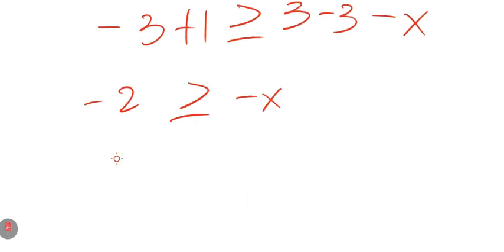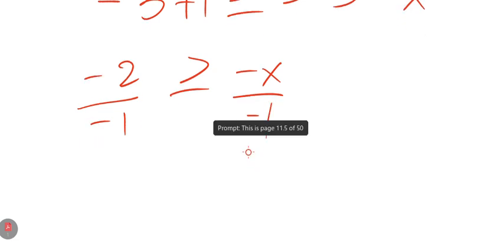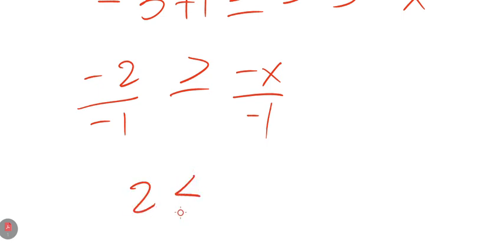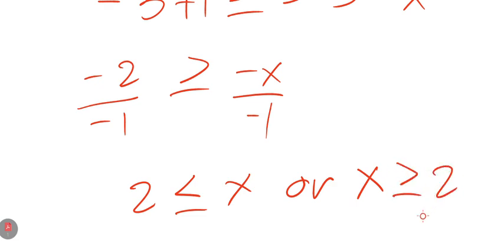Now we can divide by negative 1. Since this is being divided by negative 1, the inequality flips, so the answer is 2 is less than or equal to x, or x is greater than or equal to 2. Okay, so those are the ways to write the answer here.